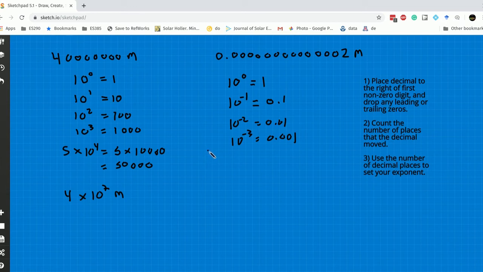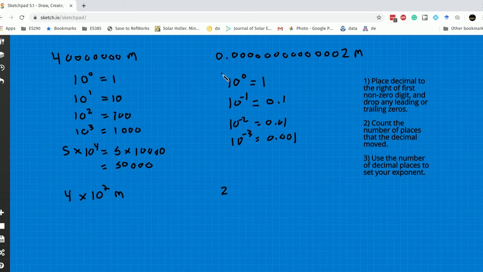And when we're writing really small numbers in scientific notation, we're going to use values of 10 raised to negative exponents. Now we can use the same process to find our width of an electron value in scientific notation. So first we begin by placing the decimal to the right of the first non-zero digit, which is going to be our 2. So we can write down a 2 and have an implied decimal to the right of that 2. And then we're going to drop any trailing or leading zeros. So the 13 zeros that are only there to show the order of magnitude of the number, we're going to get rid of those to save space.